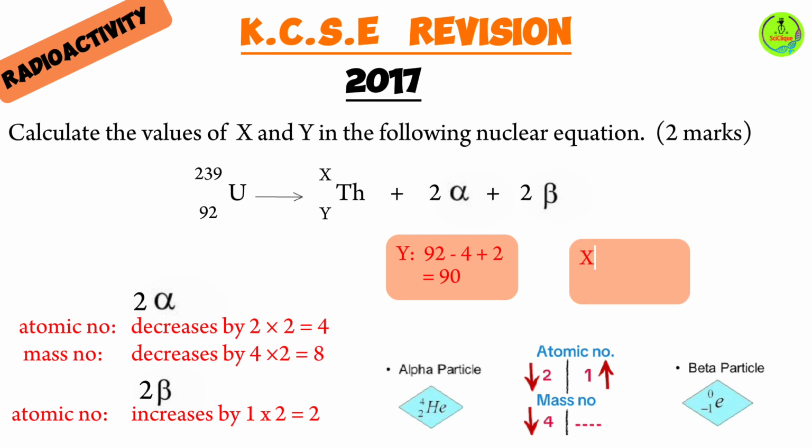Moving on to the mass number. The mass number is going to decrease by 8 because of the 2 alpha particles. So the mass number is now going to change from 239 to 231. What about the beta particles? They have no effect on the mass number. So our final value of X is 231.